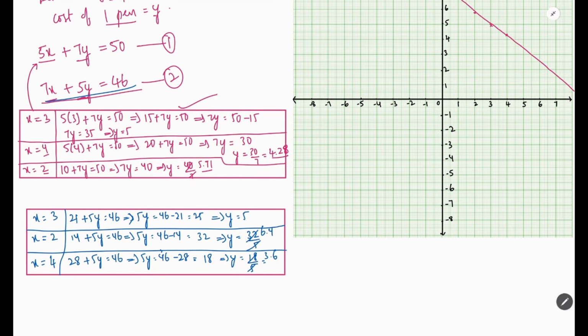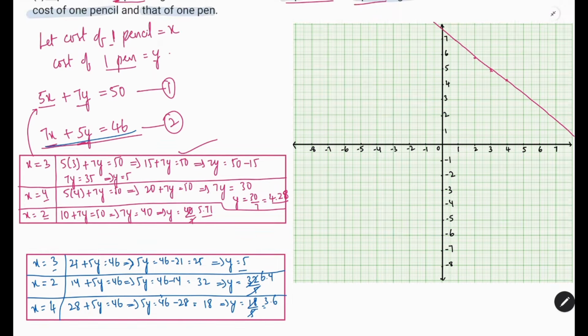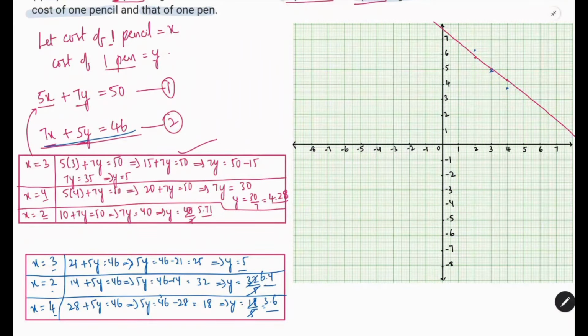For the second equation, if x equal to 3, then y is 5. This is the point. And if x is 2, y is 6.4. If x is 4, y is 3.6. Now we will join these points. Now it will be something like this.